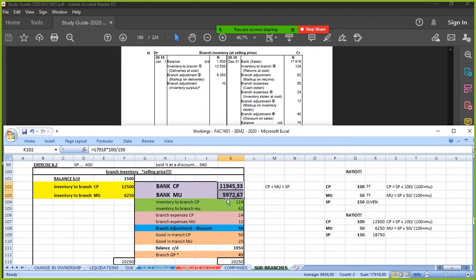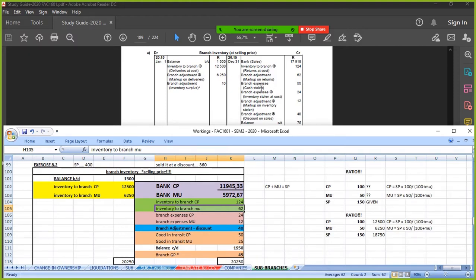Okay, inventory to branch was the 124. Okay, the inventory branch markup was 62. They've got the returns, they've got the markup. Good. Okay, here they've shown it separately. That's fine. Okay, then they've got the cash that was stolen, the 55. Where's my 55? Did I show 55? No, I didn't. What did I show it as?